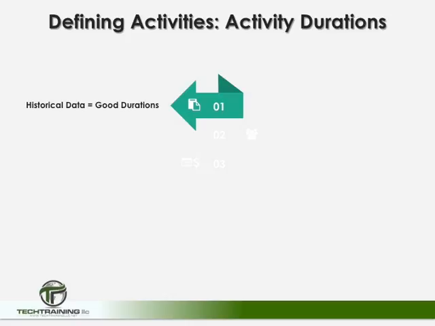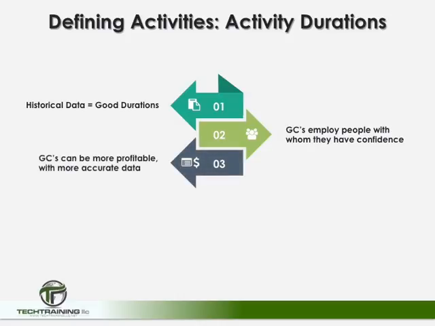Now, in those examples, we had historical data, and historical data is the best way to make a determination on a duration. Many successful GCs will employ the same people over and over again because they know how long it's going to take them to perform a particular task. And if a GC is confident in a time and cost estimate, then the GC becomes more profitable.